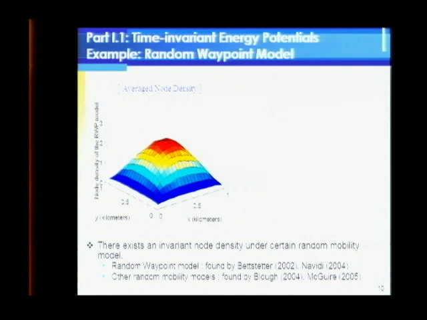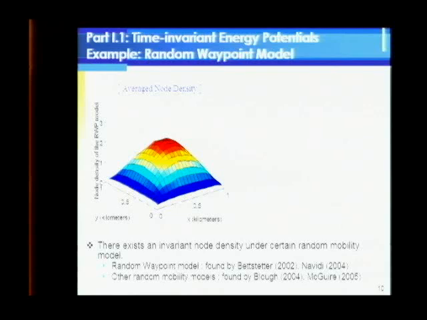Because in that model, there are many nodes executing what I showed you before, and the node crosses the middle area much more than the edges under this model. So you expect it to peak around the middle and go to 0 at the edges, and that's what happens. They actually derived analytically the exact form of this.